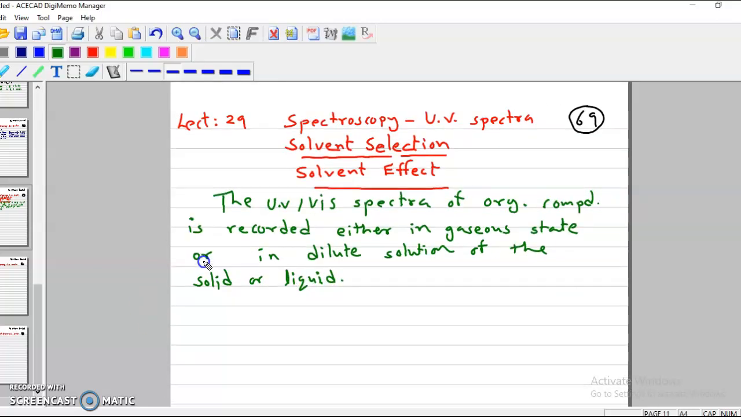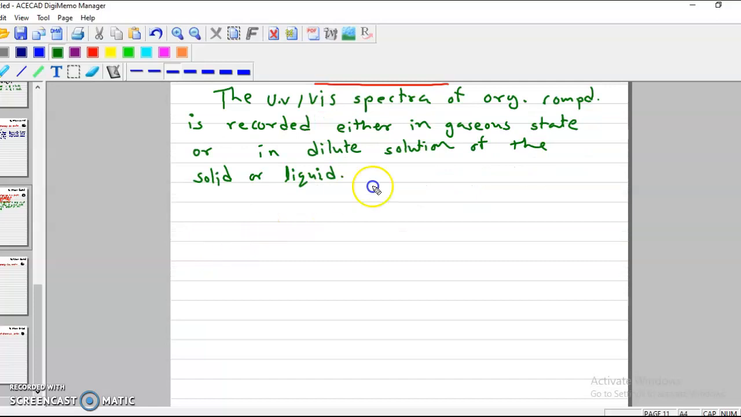Normally, organic compounds of lower boiling point are available in gaseous state easily, and therefore we can record their UV visible spectra in gaseous state. But if the organic compound is solid or liquid, then it's easy to prepare a solution, and we can have a transparent solution of a given compound, and we can take UV visible spectra of such compound.